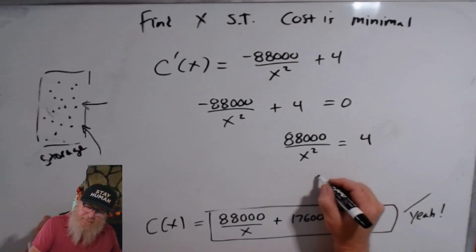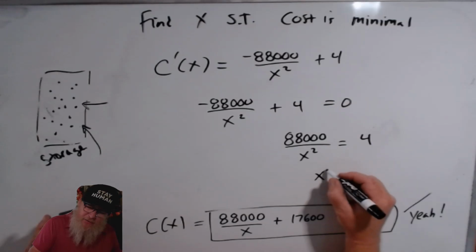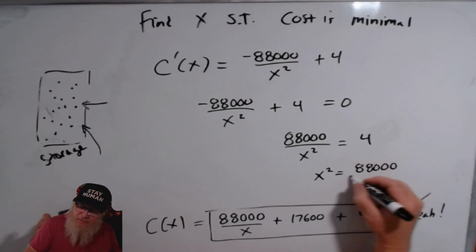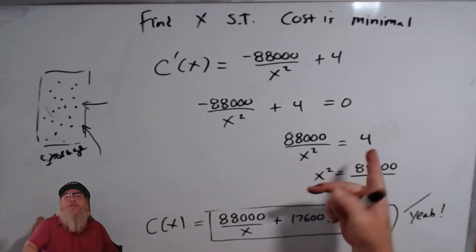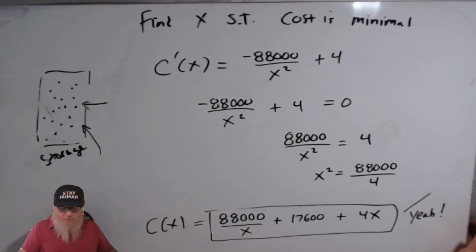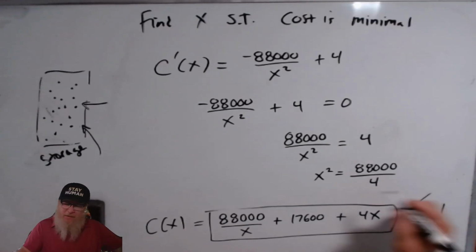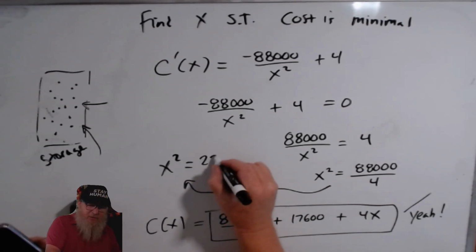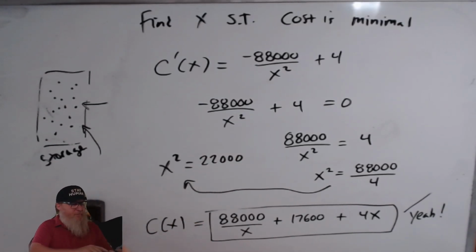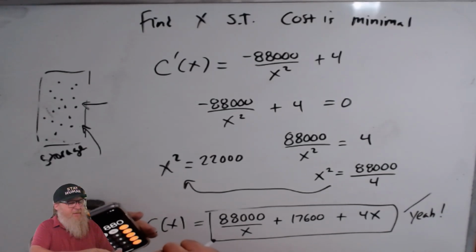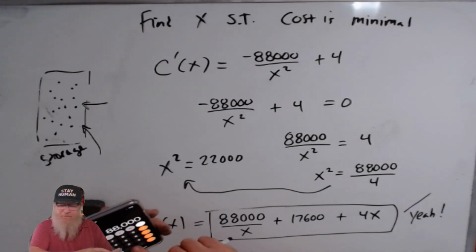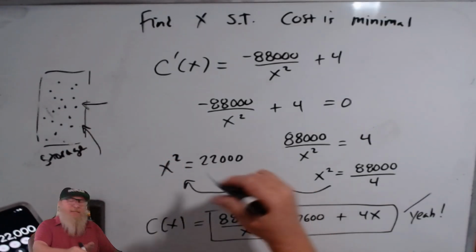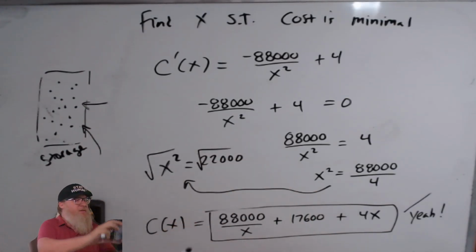Or you could say x squared is 88,000 divided by 4. Just switch the 4 and the x squared. Or you could say x squared is 22,000. 88,000 divided by 4, I feel stupid doing this, just want to be safe. It's been a long lecture. And then take the square root of both sides.